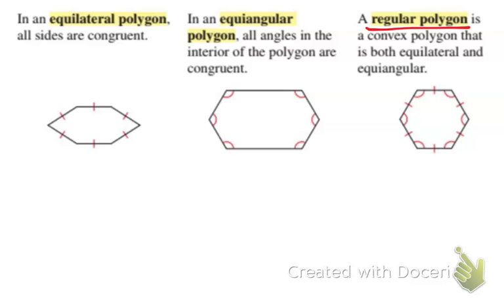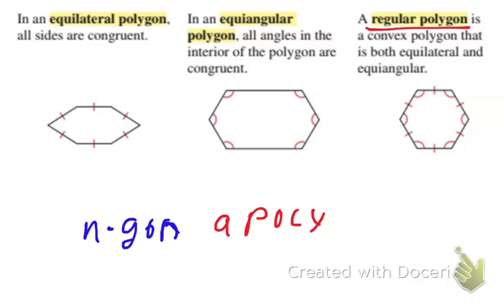Okay. One other definition I do want to talk to you about really quickly, and that is an n-gon. An n-gon. What an n-gon is, that is just a polygon with n sides. All right. All that is a polygon with n sides.